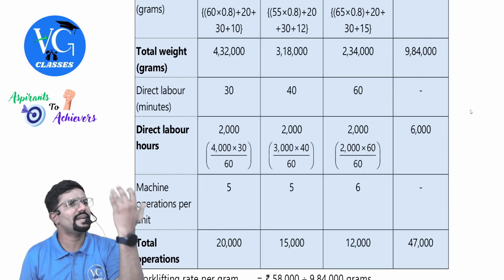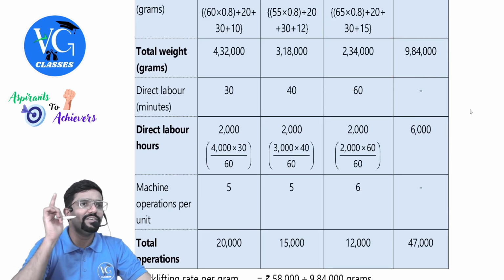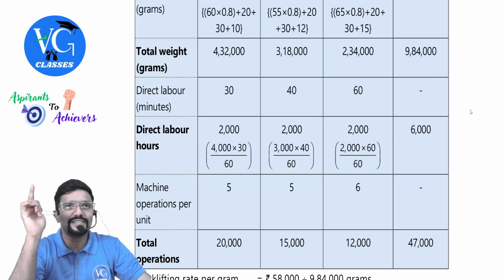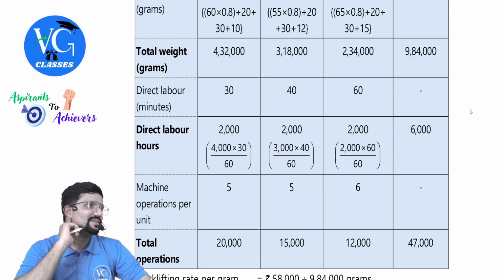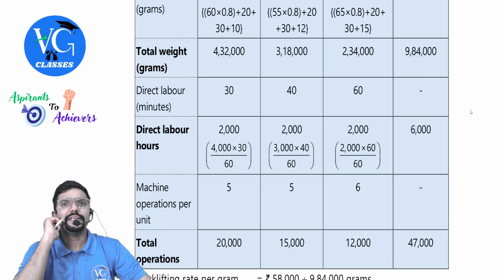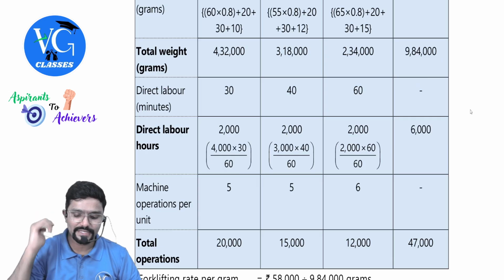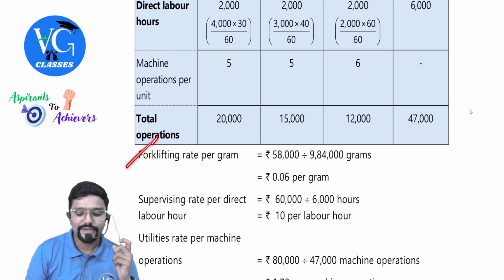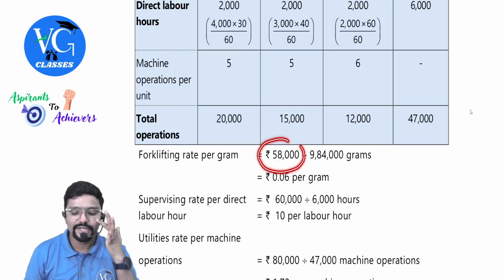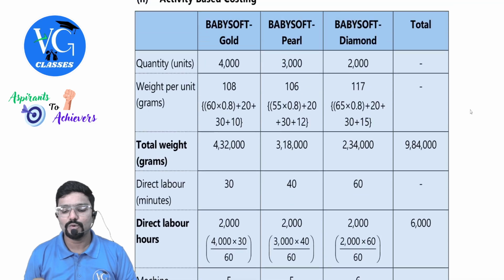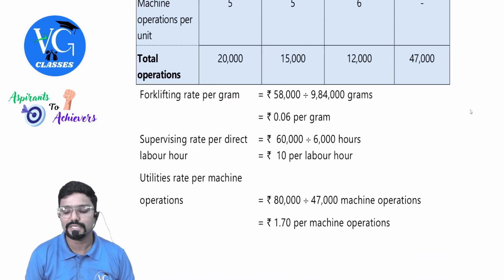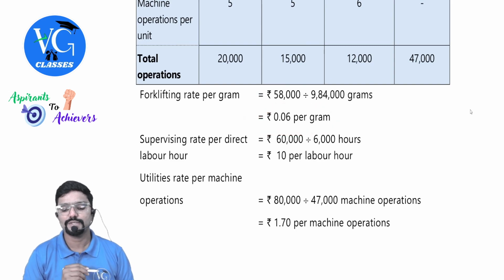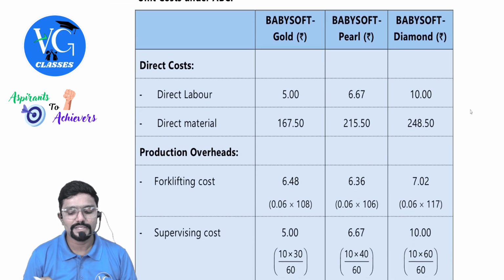Can we calculate the activity rates? Yes. They gave only the activity cost and the cost driver. They didn't give the total of the cost driver. We found it now. So, forklifting rate per gram is how much? 58,000 is the activity cost. What is the total grams? 9,84,000, guys. So, per gram, how much is that? 0.06.